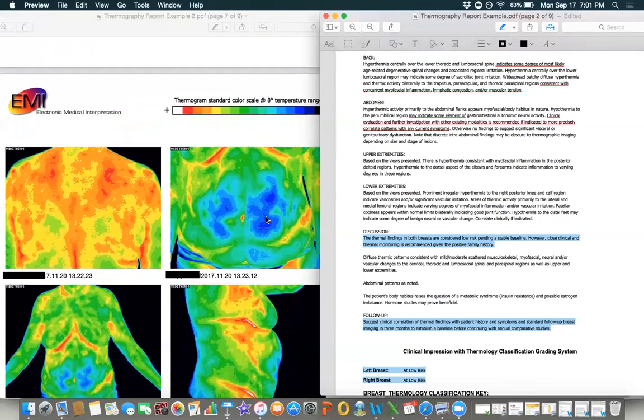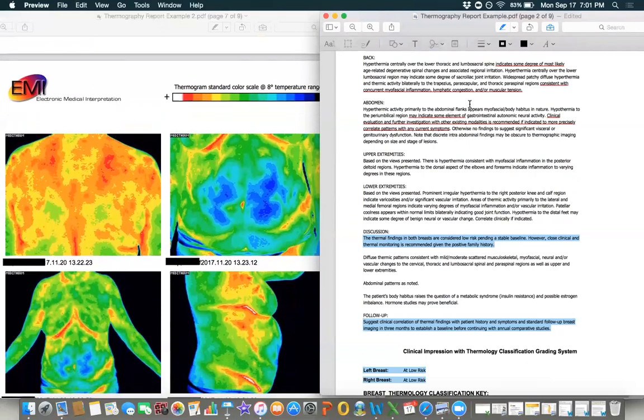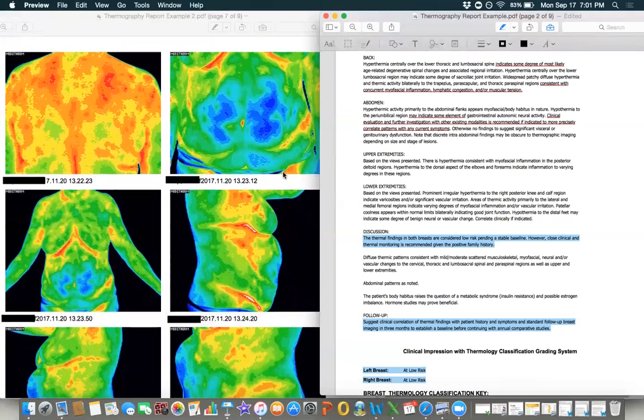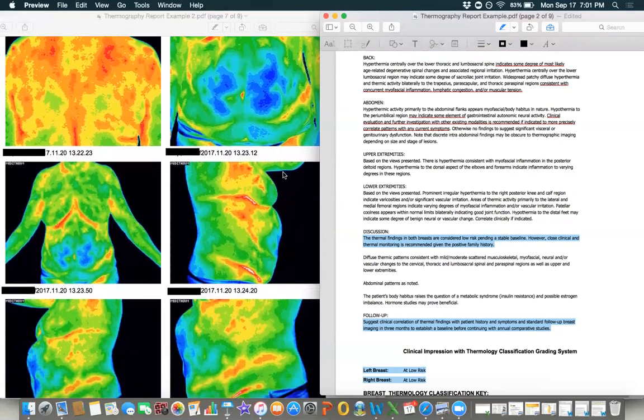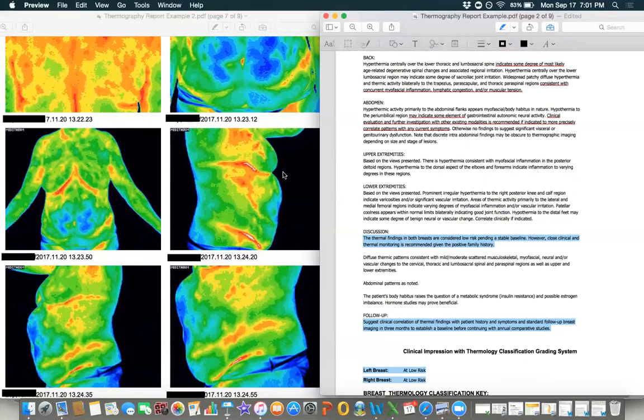In the abdomen, they mention here that there is some hyperthermic activity around the belly button area, which may indicate some element of gastrointestinal autonomic neural activity, and they're suggesting a clinical evaluation, further investigation to find out what these patterns might be correlated with, to tie them together with any symptoms.